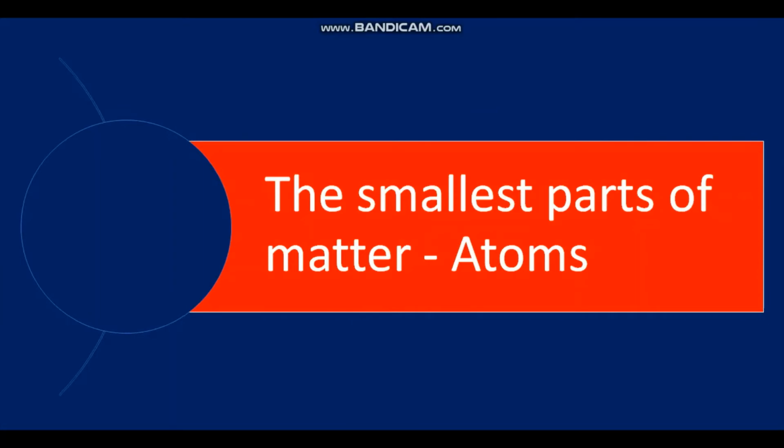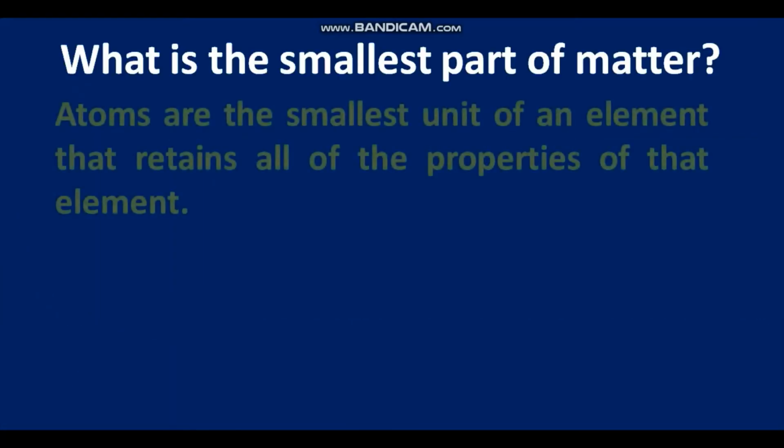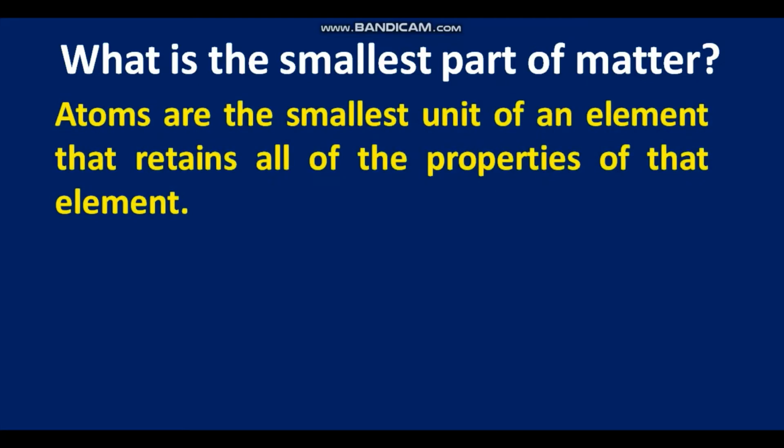The smallest parts of matter. What are the smallest parts of matter? Atoms are the smallest unit of an element that retains all of the properties of the element.